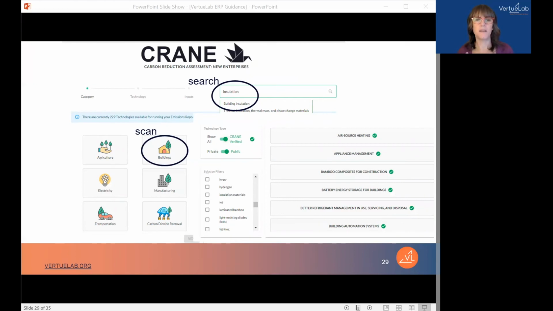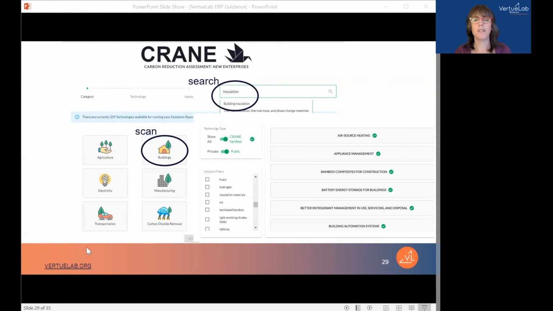You can utilize the filters to the left, one of which happens to be insulation materials. And you have the option to select only those solutions or technology types that have data that have been verified by the Crane software developers. An update to the software last year made it possible for people to upload custom data to share with others in an open source model. The software was originally launched with just 229 technologies modeled, but more have been added over time and continue to be added.